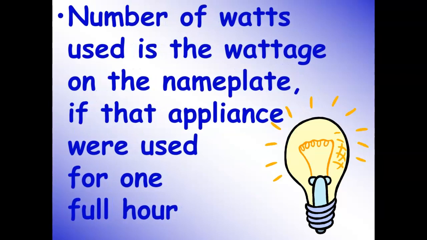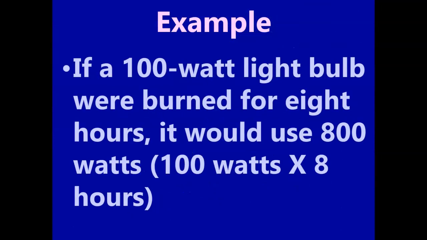Alright, so the number of watts used is the wattage on the nameplate if that appliance were used for 1 full hour. So if you have a 1200 watt microwave, if you use the microwave for 60 minutes straight, it would use 1200 watts. So here's an example of how you are going to figure it out. If you have a 100 watt light bulb burned for 8 hours, it would use 800 watts. So you use 100 watts in 1 hour, you use it for 8 hours, you're going to have 800 watts.